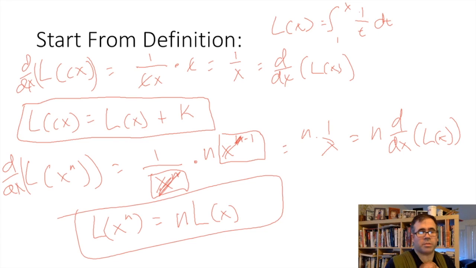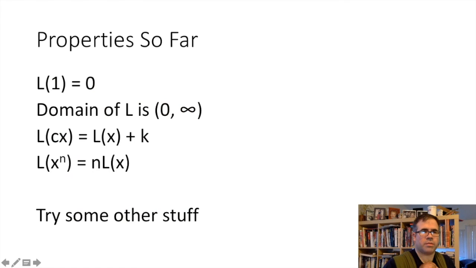And all we did to prove it was just use derivative rules. So to recap, we have these 4 properties where you put in 1, you get 0. We have its domain, it's defined from 0 to infinity. You can multiply inside by a constant, and that seems to not change much. There might be an addition of a constant, you don't know. And then you can even raise what's inside to a constant power, and that just spits out as a multiplier. So it seems like something very strange is going on with multiplication, right?